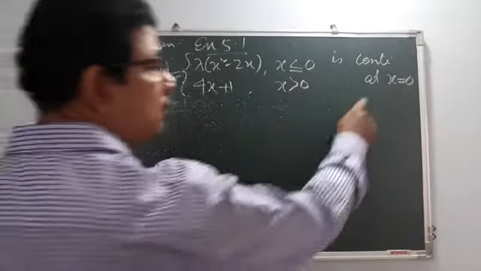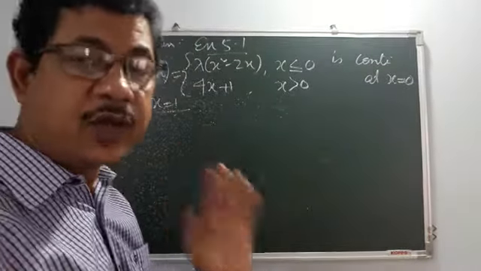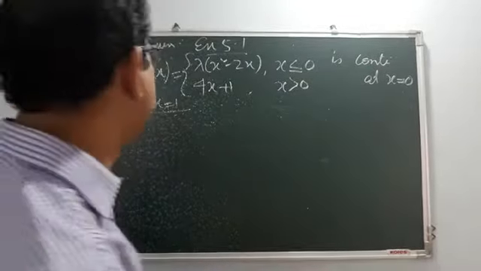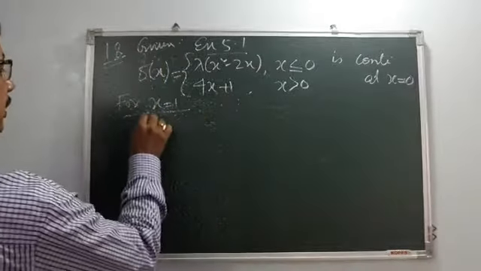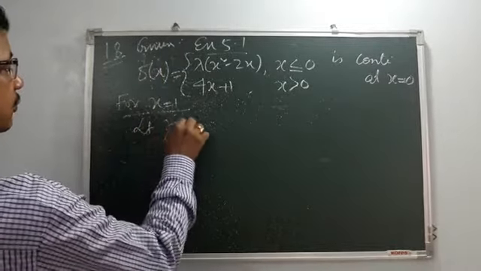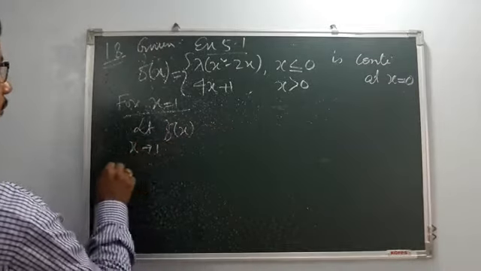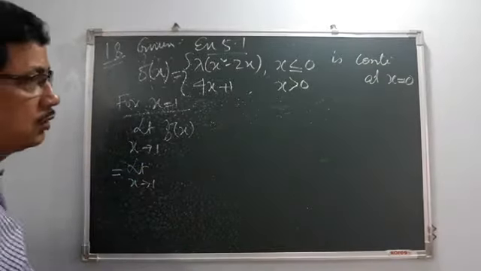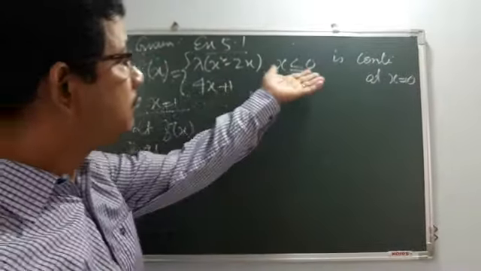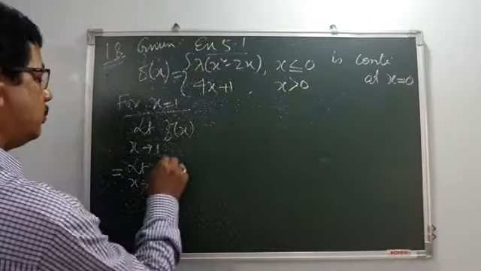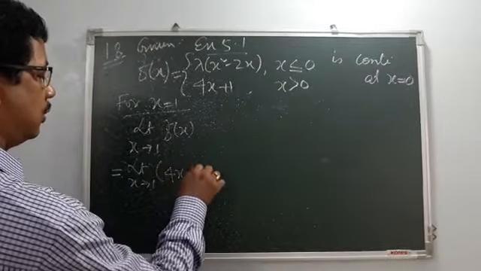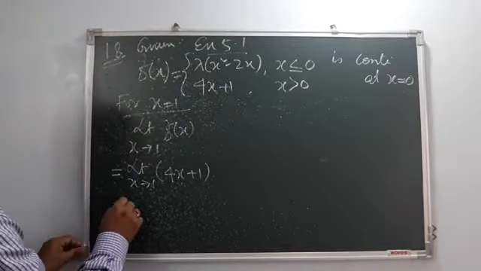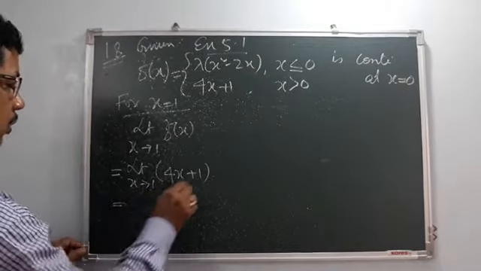It is given that f is continuous at x = 0; x = 1 they are silent about. Now we have to check whether f(x) is continuous at x = 1 or not. If we take the limit of f(x) as x tends to 1, we consider the branch for x > 0, so f(x) is 4x + 1. If we evaluate this limit, it is 4 into 1 plus 1, that is 5.